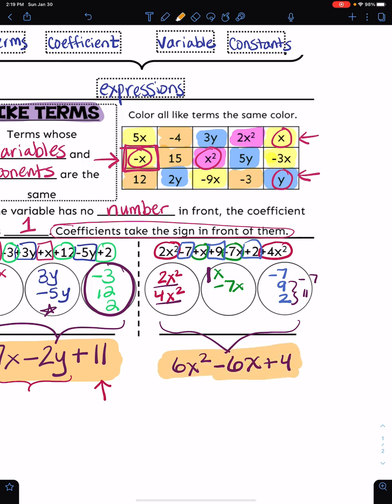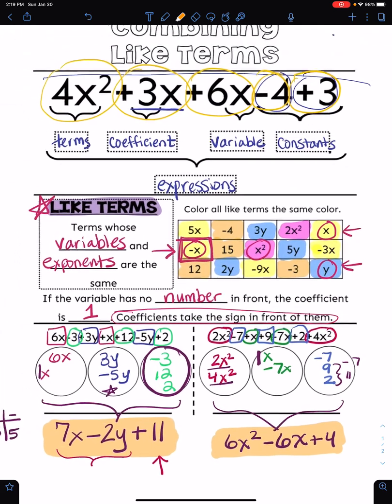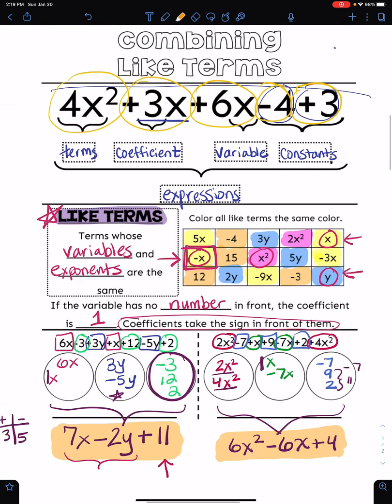And then again, we're used to getting one number as our answer, and that's not necessarily going to be the case anymore. When we're dealing with expressions, we're simplifying. It's simplified when we have no more like terms to combine.